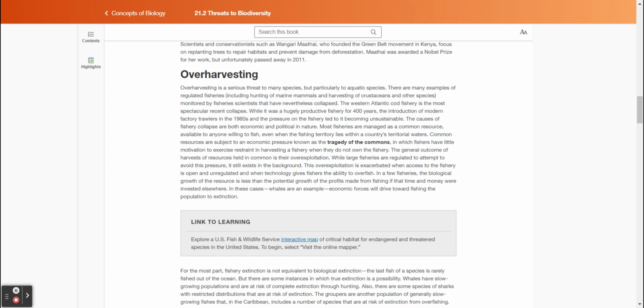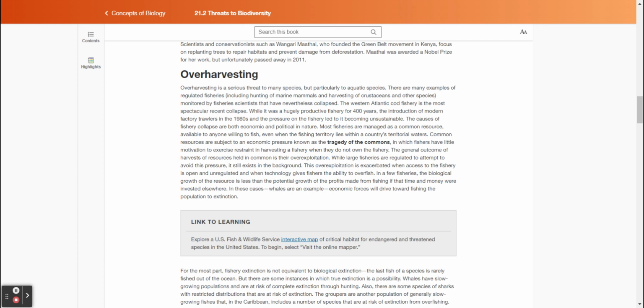Common resources are subject to an economic pressure known as the tragedy of the commons, in which fishers have little motivation to exercise restraint in harvesting a fishery when they do not own the fishery. The general outcome of harvests of resources held in common is their overexploitation. While large fisheries are regulated to attempt to avoid this pressure, it still exists in the background.